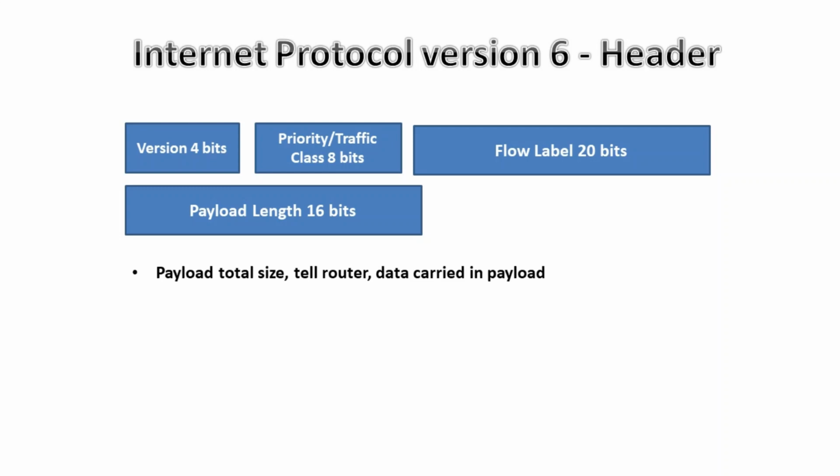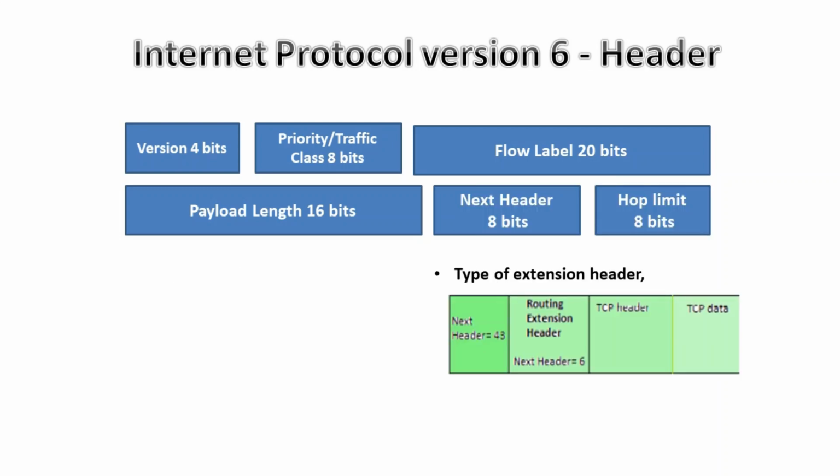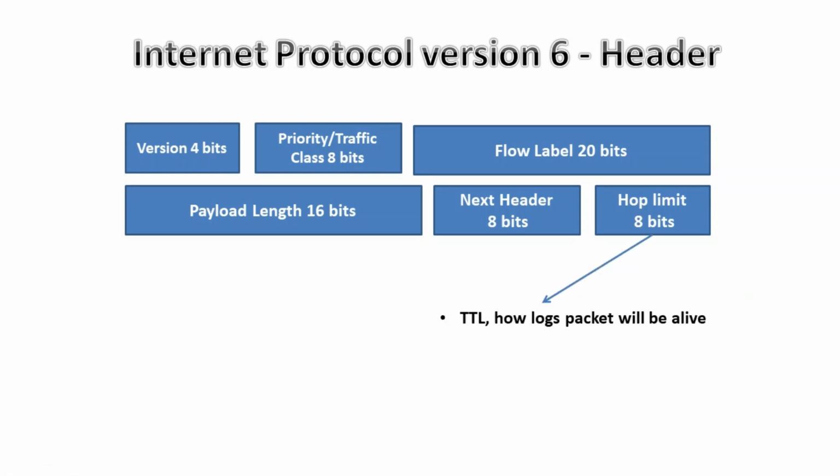Next we have next header, which is 8 bits. Next header indicates the type of extension header immediately following the IPv6. Then we have hop limit, which is 8 bits. Hop limit field is the same as TTL in the IPv4 packet. It indicates the maximum number of intermediate nodes an IPv6 packet is allowed to travel.